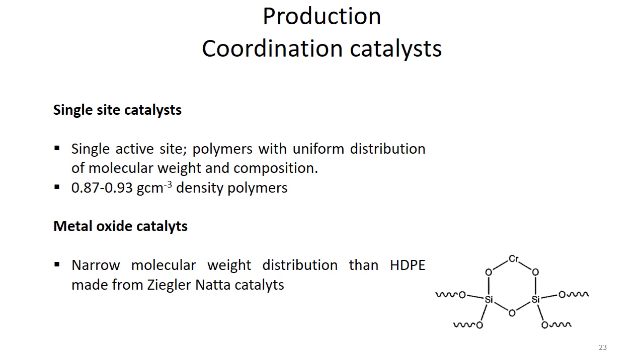As you can say, we have a very broad spectrum of molecular weight distribution. But in the case of single site catalysts, the polymer molecular weights can be controlled, and we have polymers with uniform weight distribution and also composition. And their density ranges from 0.87 to 0.93 grams per centimeter cubed.